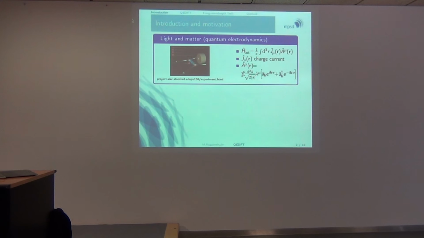So traditionally what is then done is to make an implicit choice. A: I prescribe how my photon field looks like, and then predict how my matter subsystem behaves, so the properties of the matter subsystem. Or B: I prescribe how my matter system behaves, and I predict what happens to the photon field. So let us see how choice A looks like.